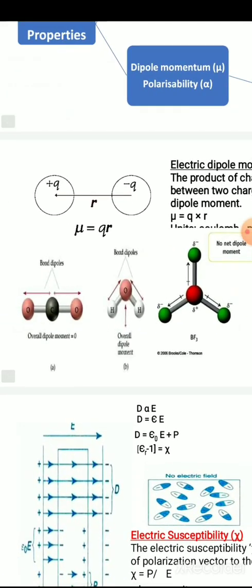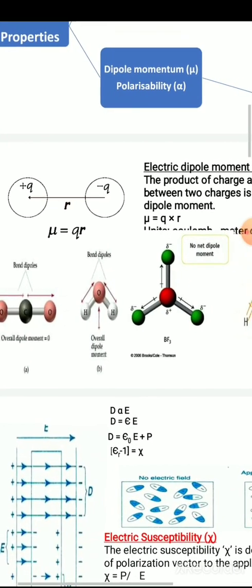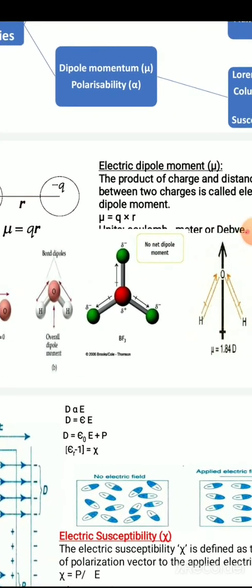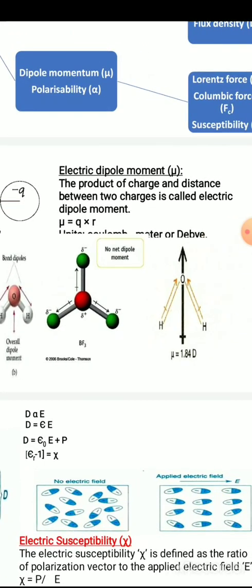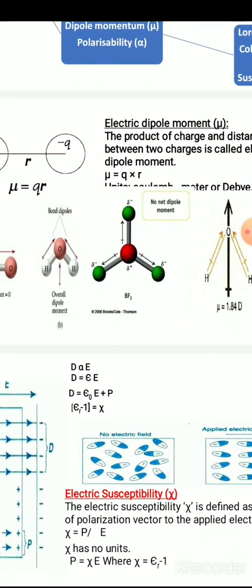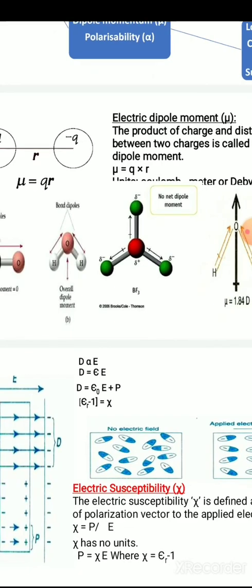Here we can see some of the dipole moments for molecules. CO2 has an overall dipole moment of 0, and for H2O mu equals 1.8 debye. For BF3 there is no net dipole moment.